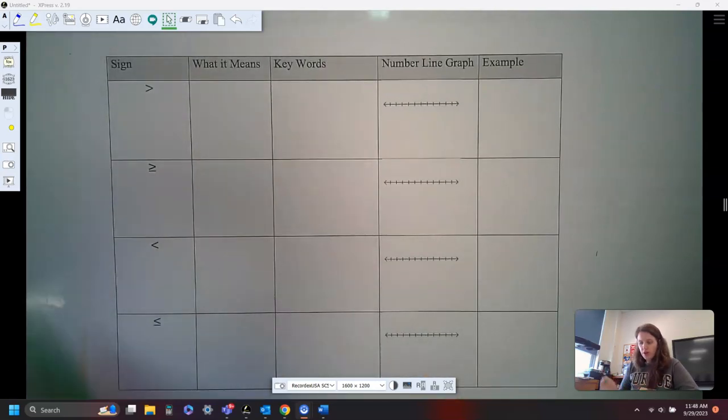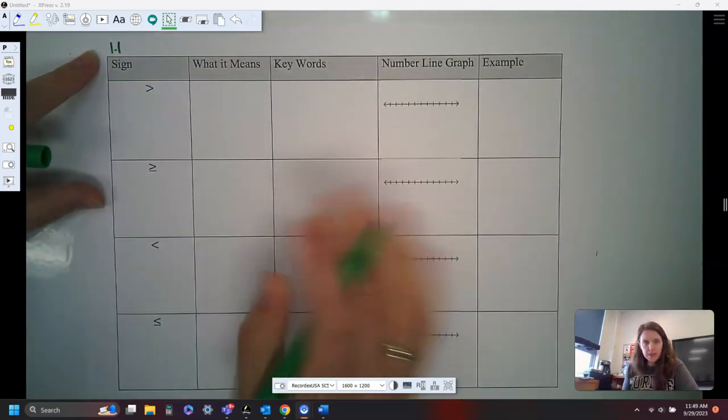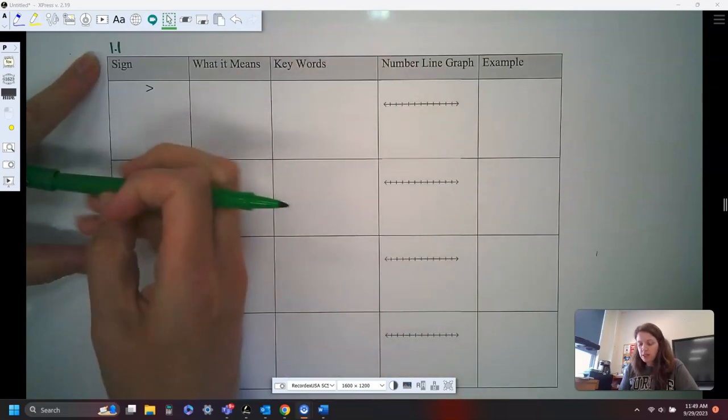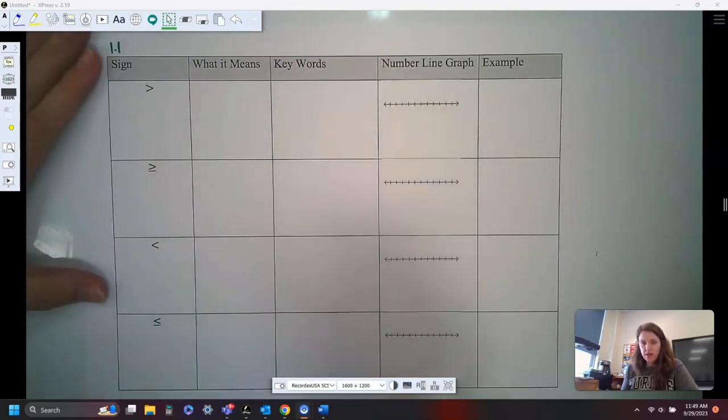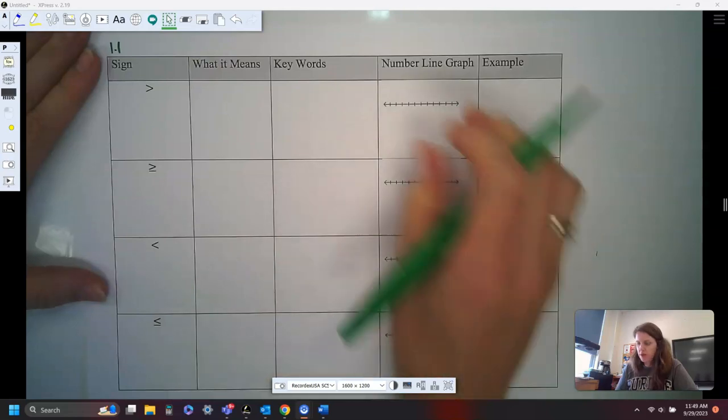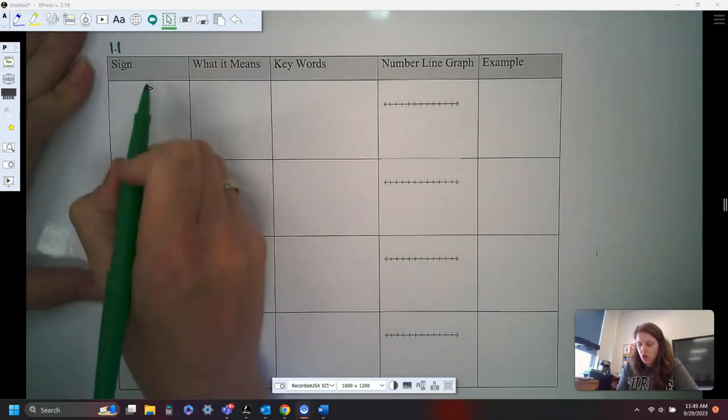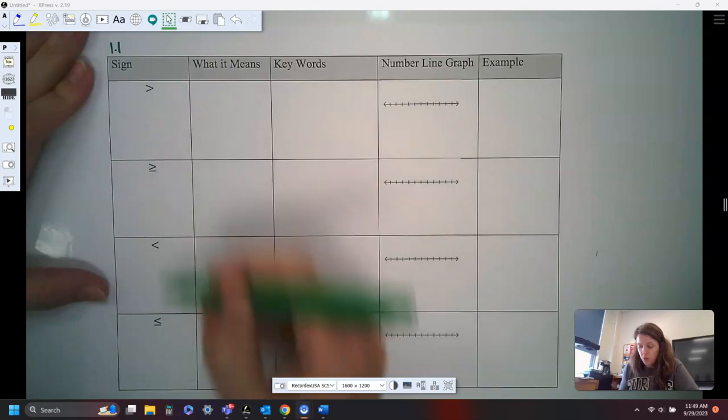All right, so we're going to start with a kind of warm up. It's 1.1. All right, we're going to talk about inequalities and how do we write them, how do we understand them, and how do we graph them. All right. So first off, we got to start with the signs and what do they mean.